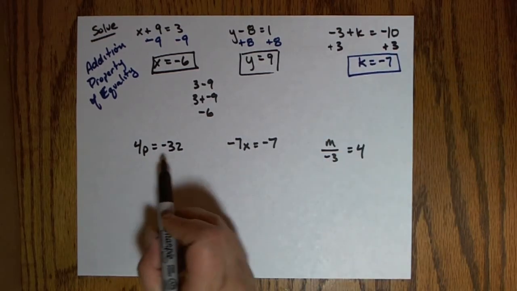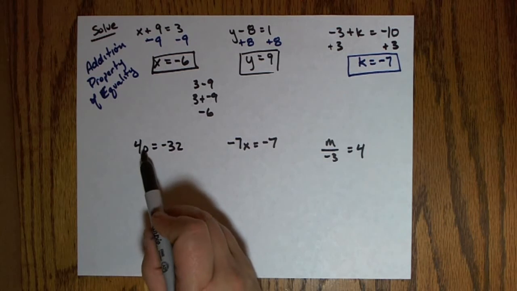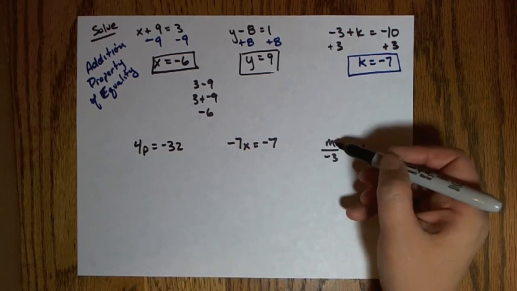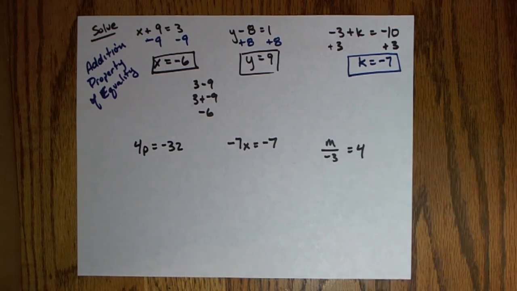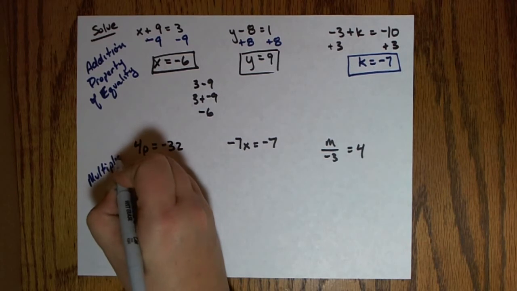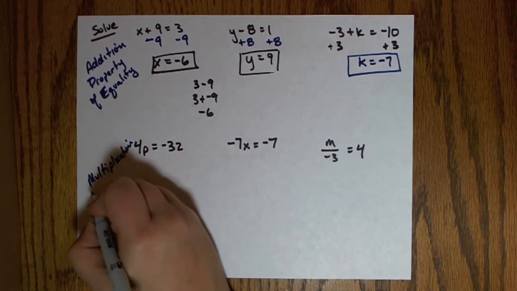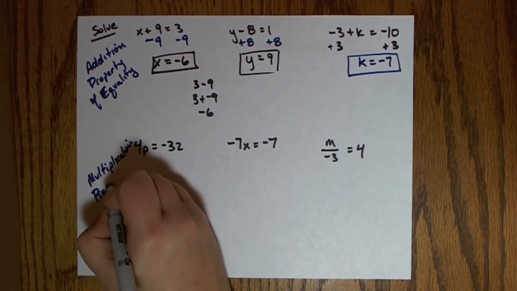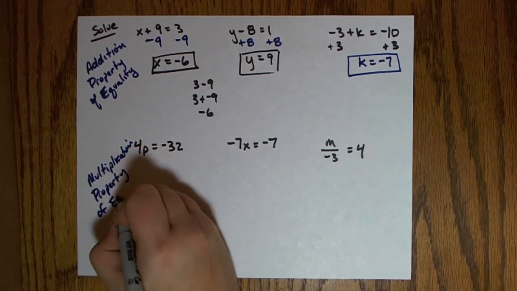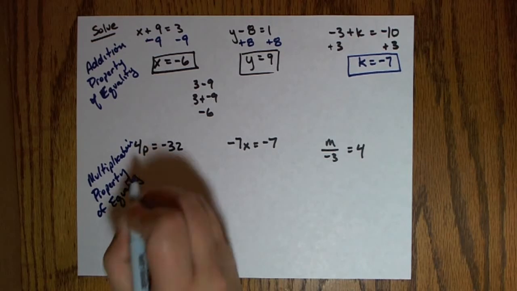If we move down to the second row, we'll see that the variable actually has something either being multiplied by it or the variable is being divided by a number. In this case, we're going to use the multiplication property of equality. And the multiplication property of equality allows us to multiply or divide both sides of an equation by the same value and get an equivalent equation.